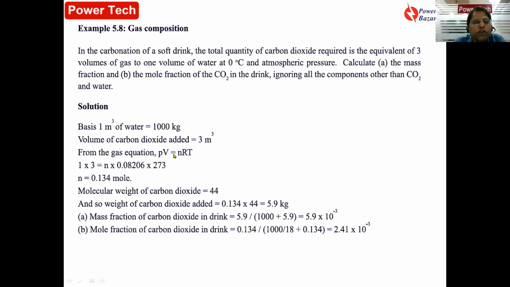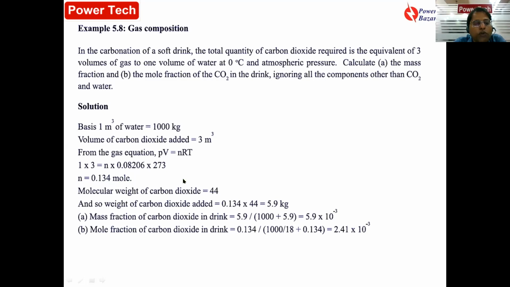Now we know the gas equation, PV is equal to nRT. Pressure is 1 atmosphere. The gas equation is applicable only to the CO2, so the volume of CO2 is 3. N we need to find out. The gas constant is 0.08206 and 0 degree centigrade is basically 273 Kelvin. From this I got n as 0.134 mole.